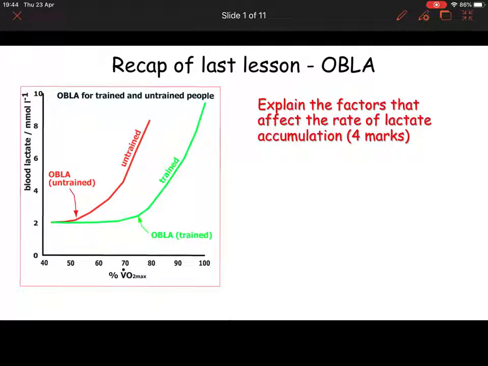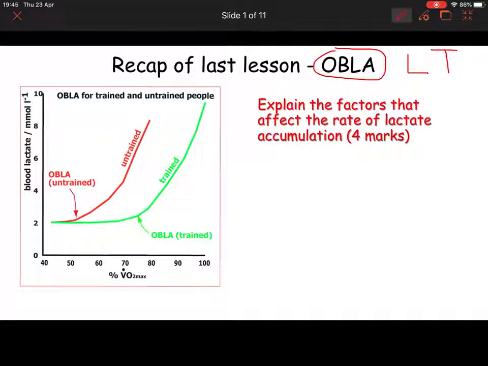Right, so the first thing to recap from last week's lesson is this bit here, OBLA. Now, OBLA stands for the onset of blood lactate accumulation. It is also the same as the lactate threshold. I know that the lactate threshold was the title of last week's lesson. Lactate threshold and OBLA are essentially the same thing. Okay. And this figure here at the left was something that you took down in your notes, okay?